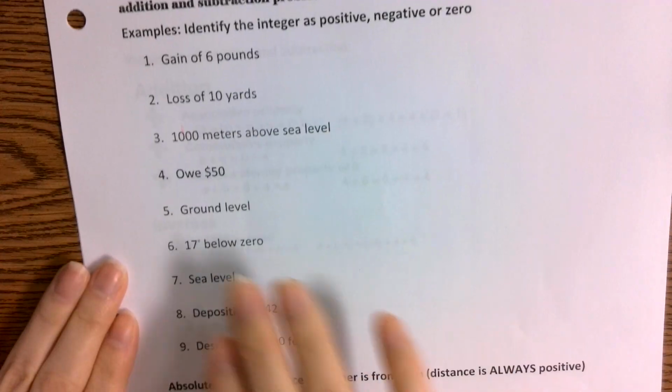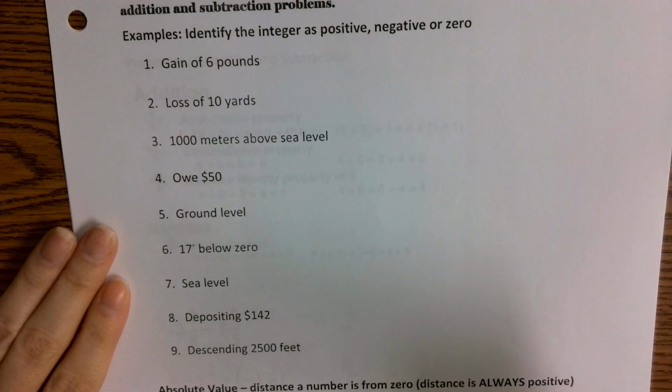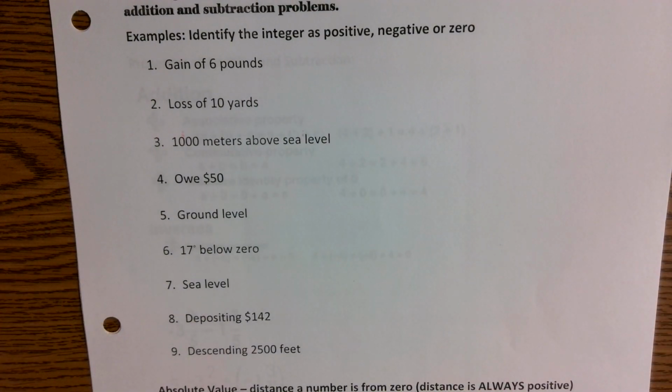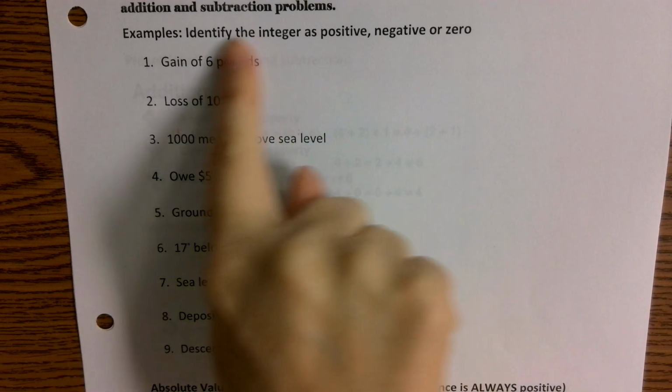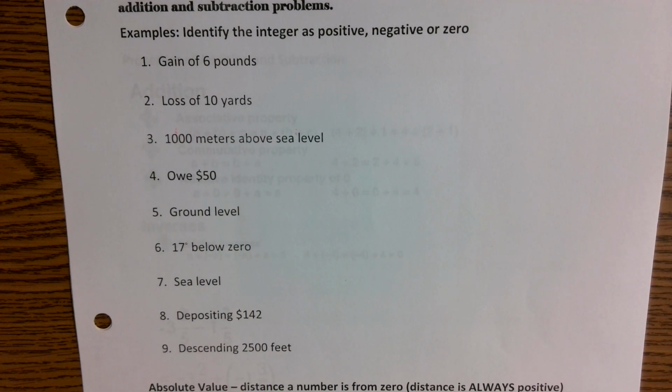Okay? All right, taking a look here. We've got some examples of positive, negative, or zero values. Things that would actually represent a neutral zero value. It's not a positive, it's not a negative. I want you guys to go through these and identify those very quickly.